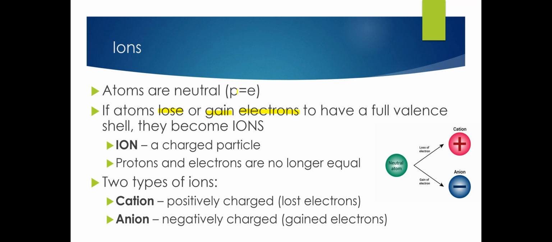If electrons are lost or gained, we can no longer call it an atom because it's no longer neutral. We now call it an ion. An ion, by definition, is a charged particle. There are two types: cations and anions. Cations are positively charged. This is what's formed when electrons are lost, because when you lose electrons, you now have more protons. An anion is what forms when electrons are gained, because you've gained negatives, so now the overall charge is going to be negative.